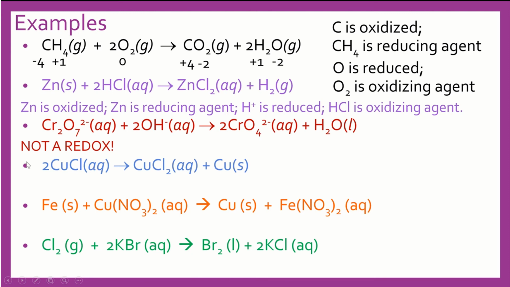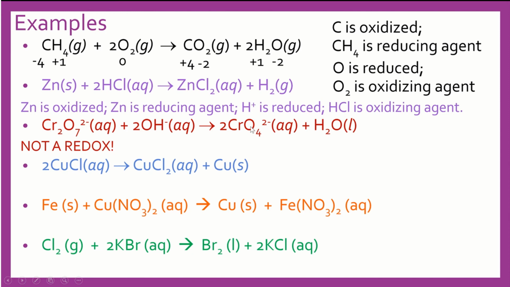Not a redox. Must have been a trick question. So let's see. Oxygen, negative 2. That's a total of negative 14. Chrome, we have a total of negative 2 overall, so it must be positive 6 because I have to get to positive 12, and I've got 2 of them, so positive 6.